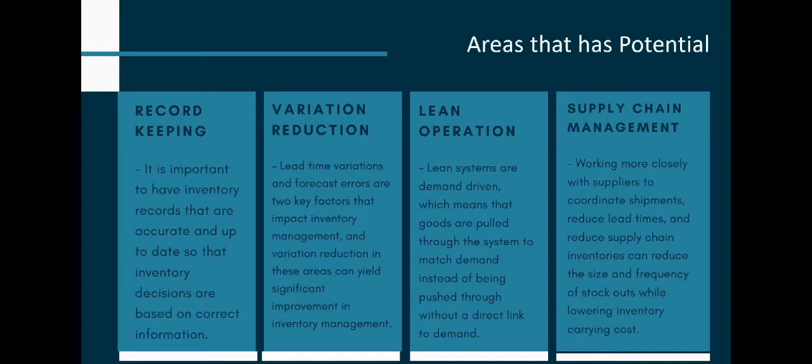Variation reduction. Lead time variation and forecast errors are two key factors that impact inventory management, and variation reduction in these areas can yield significant improvement in inventory management. It is a multi-part strategy to reduce product variation and make a product more robust or fit for use.